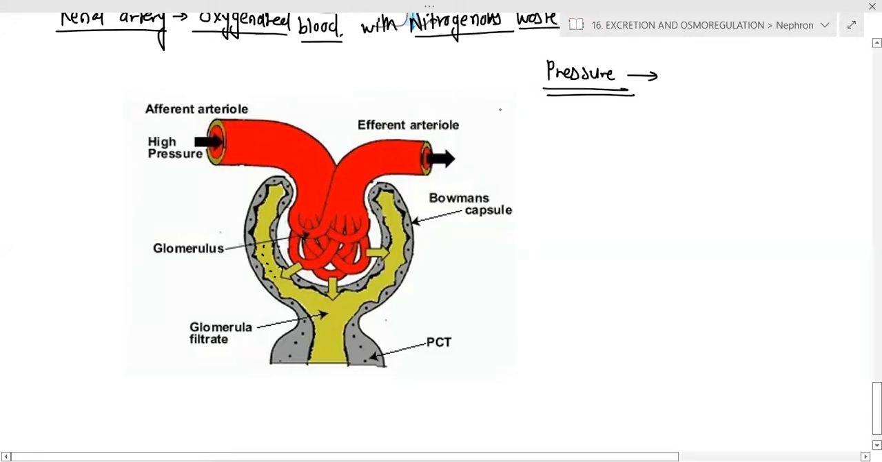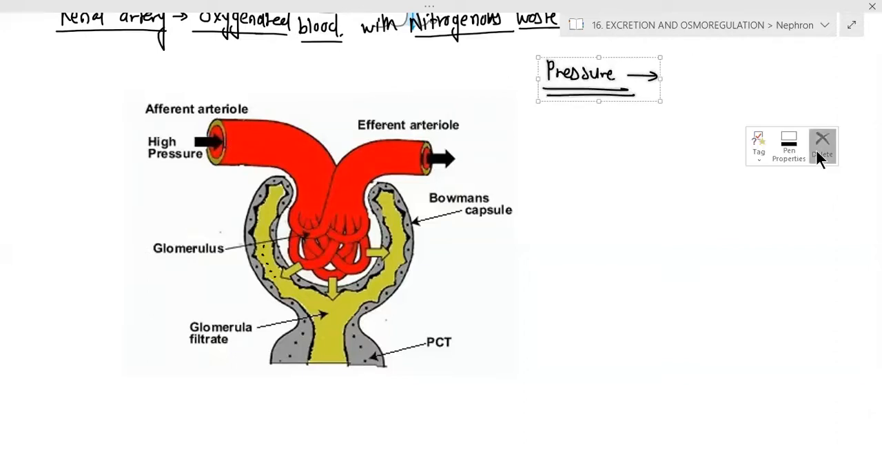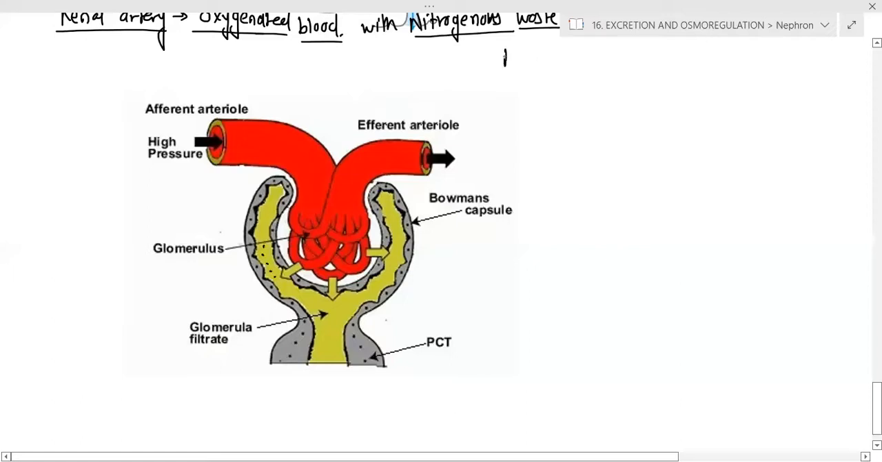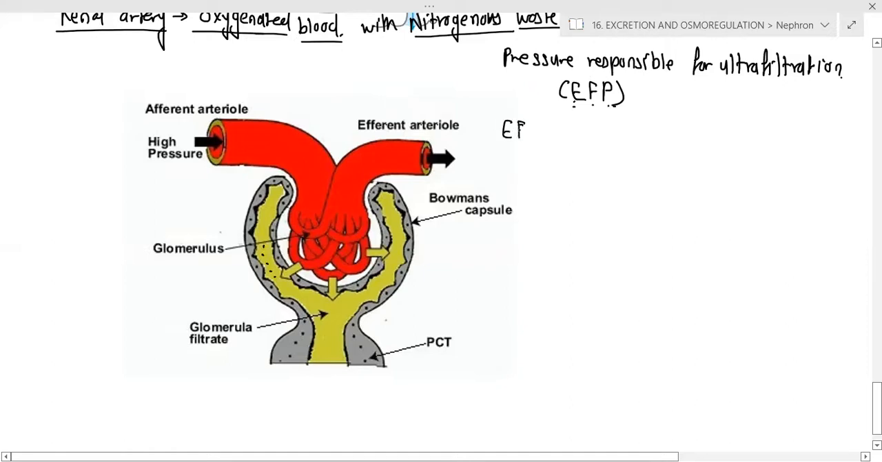So remember the pressure which is responsible, I'll just rewrite it. Pressure which is responsible for the ultrafiltration process is called effective filtration pressure, EFP. Now EFP we can calculate, okay? EFP, effective filtration pressure, is equal to hydrostatic pressure.